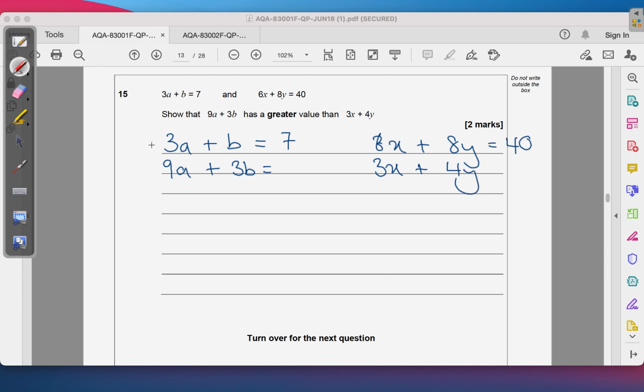So we look at this and we say, well, to go from 3a plus b to 9a plus 3b, it looks like we've times everything by 3, doesn't it? So let's do that to the answer.